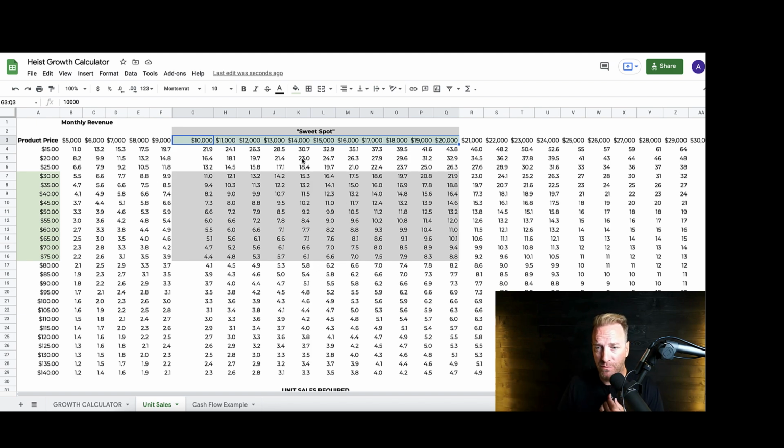But I think for most folks looking at launches and to do it in a risk mitigated way, that $10,000 to $20,000 range is the sweet spot. And this just shows you for different price points from $30 to $75, how many units per day you basically need to be running at to hit those levels. So another way to look at it in terms of price point and sweet spot for monthly sales.